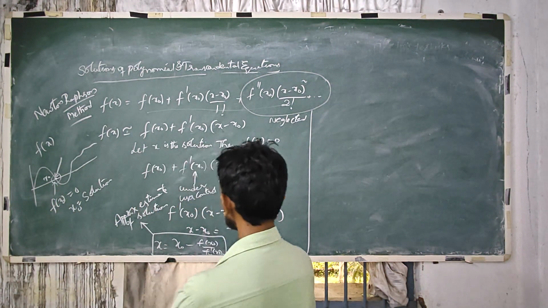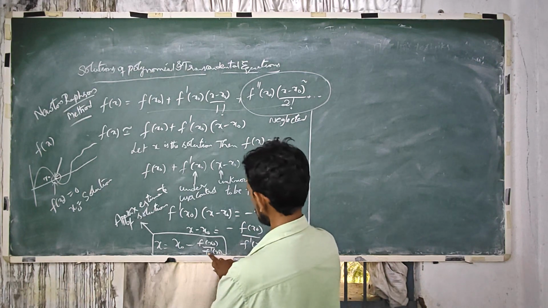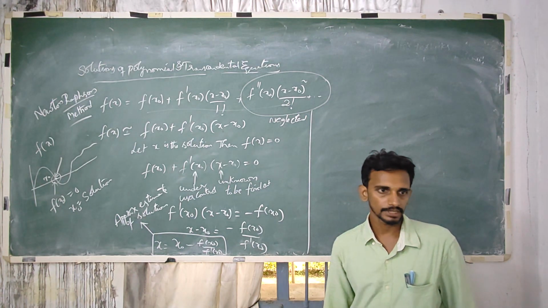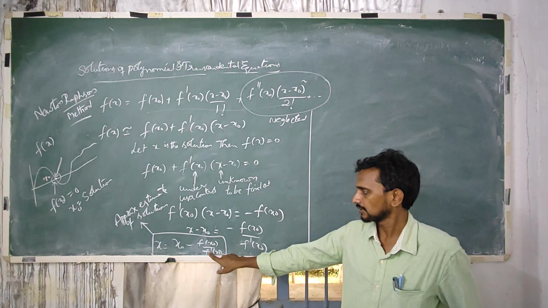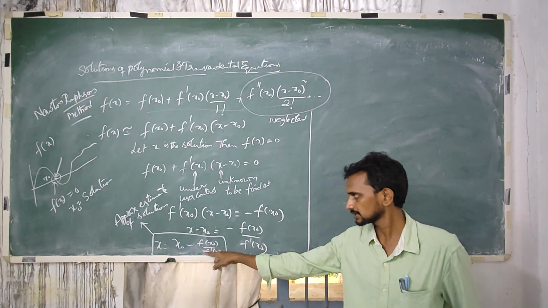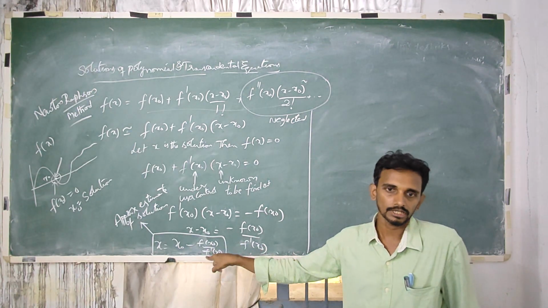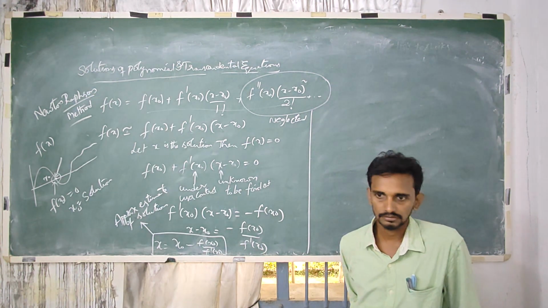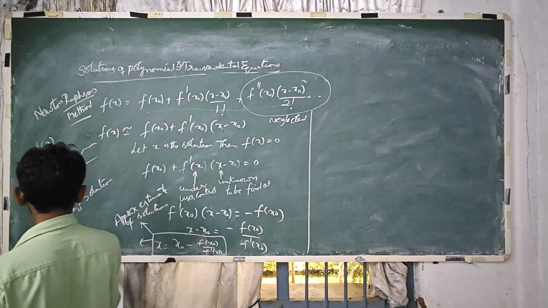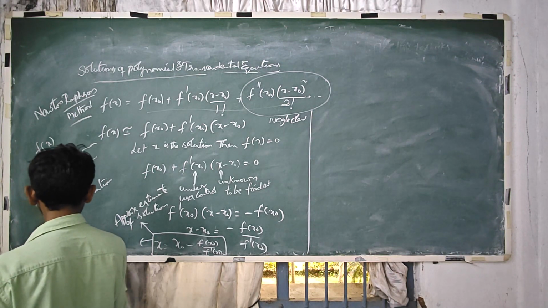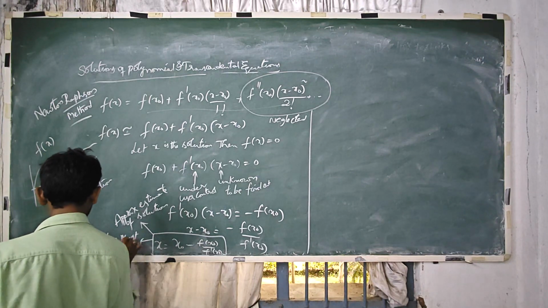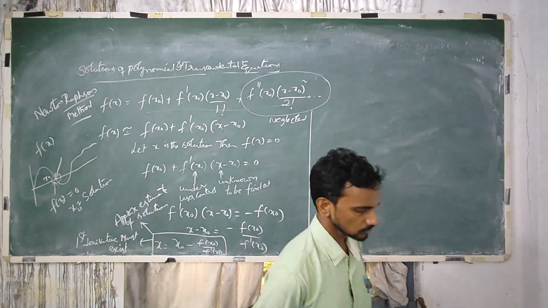The only condition for this method is the function must be derivable. I mean, the first derivative must exist for that function. If the first derivative does not exist, or if it becomes 0, we cannot apply this method. So the condition is the first derivative must exist. This is the only condition to apply this method.